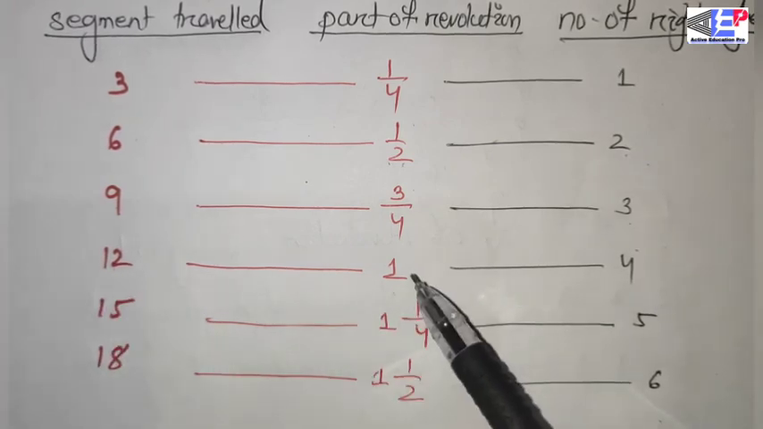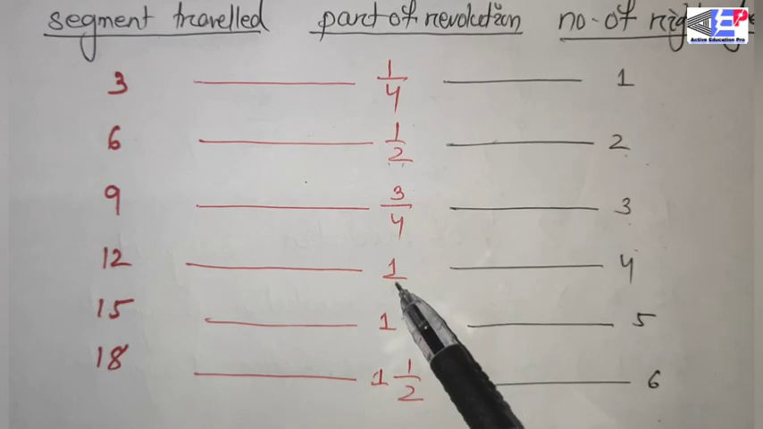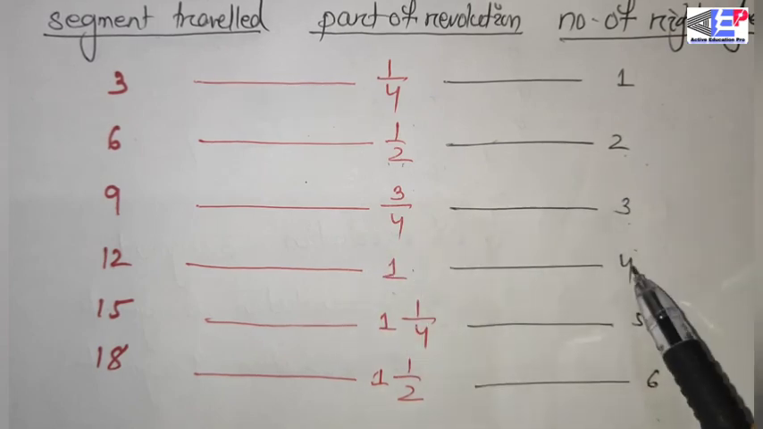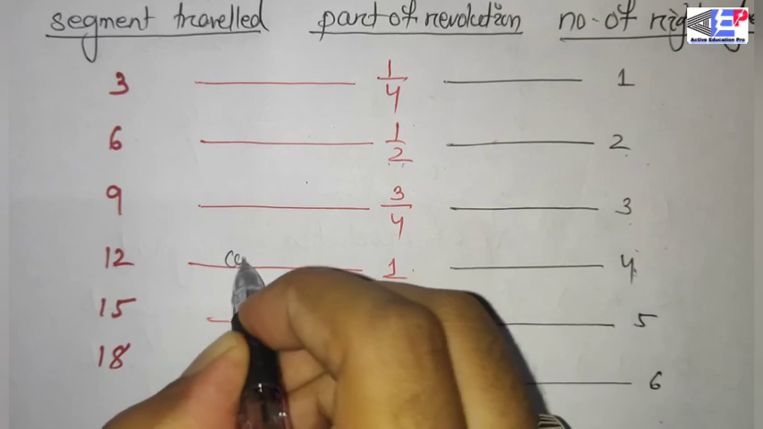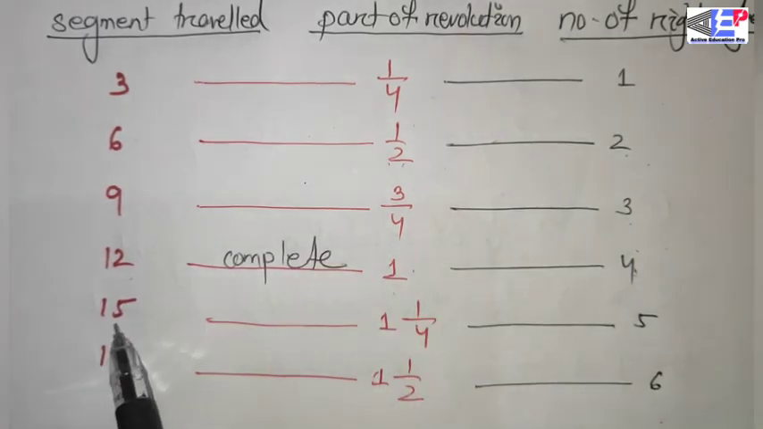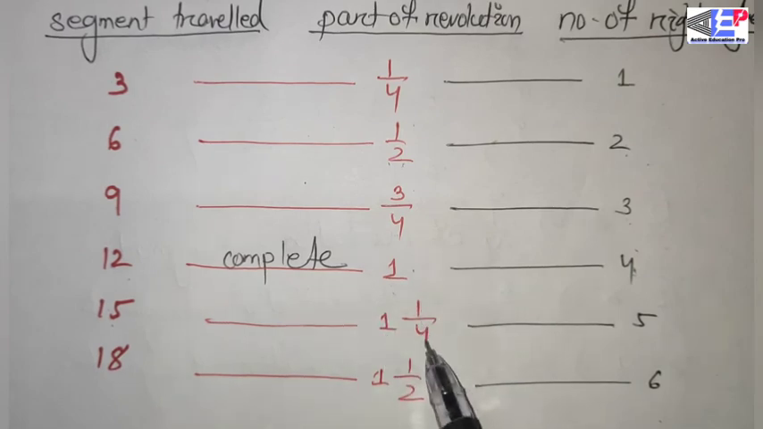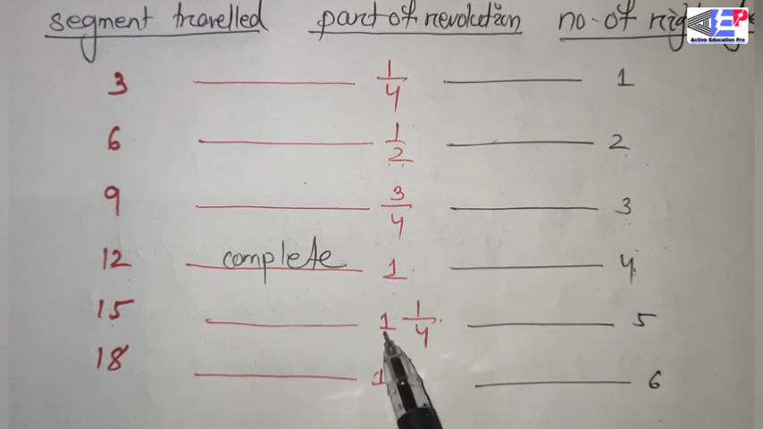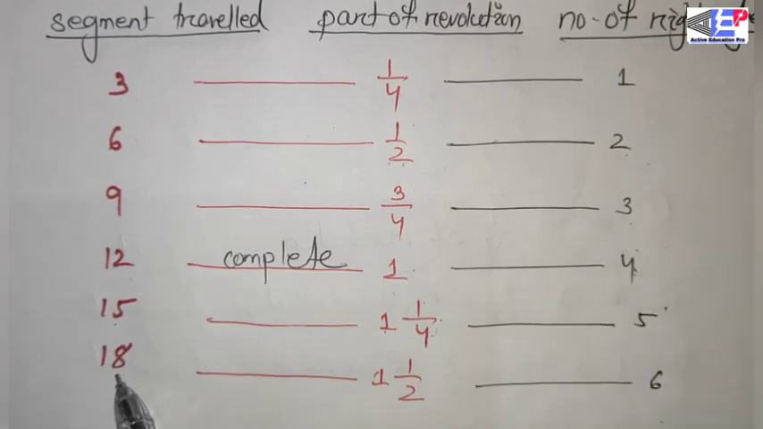12 segments is equal to a complete revolution. 1 revolution means it is a complete revolution. This is 4 right angles. This is a complete revolution. This is 15 segments, which is 1 whole revolution and again 1/4, the fractional part of revolution. This is 5 right angles. And 18 segments traveled is equal to 1 complete revolution and again half revolution, which is equal to 6 right angles.